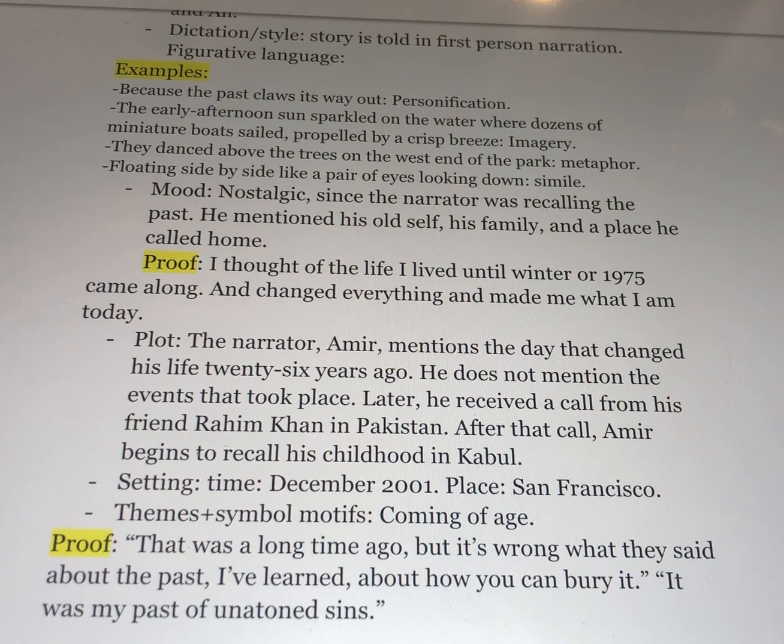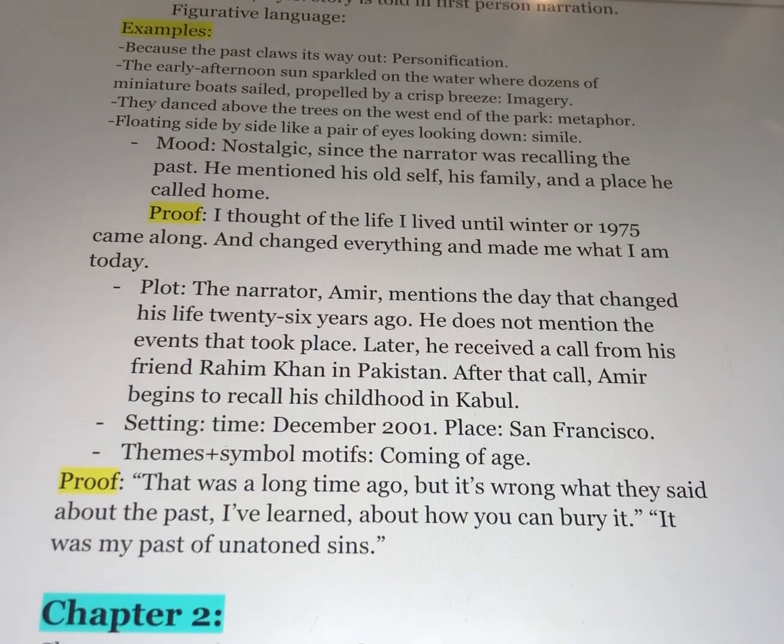The settings: because the setting is place and time, the time was December 2001 and the place was San Francisco, so now we know that Amir was living in San Francisco. The themes plus symbols and motifs: coming of age, because he said that what shaped me and made me who I am today. So basically when you become the person who you are, that's coming of age, because you build your morals and you grow up to be a certain way, and you have your certain traditions and your moral compass, your basic set of beliefs.